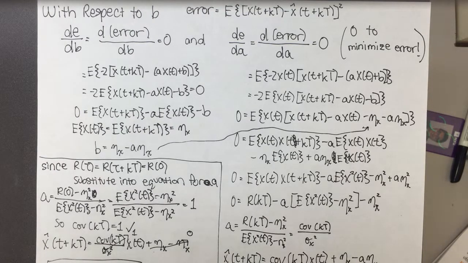And so we substitute this back into our original equation over here. This a is 1, we showed it over here, and eta x minus eta x is 0, the covariance of kT is equal to 1, so therefore this part is equal to 1, and therefore x hat of t plus kT equals x of t, and that is problem number 1.